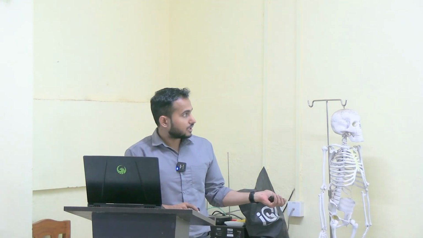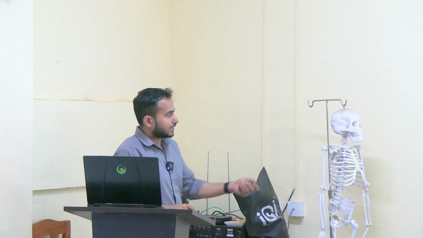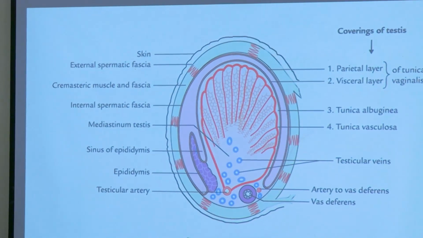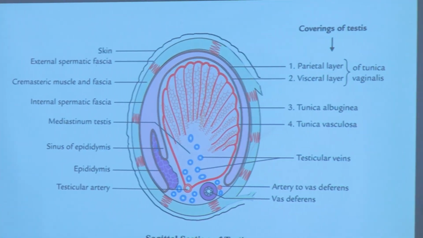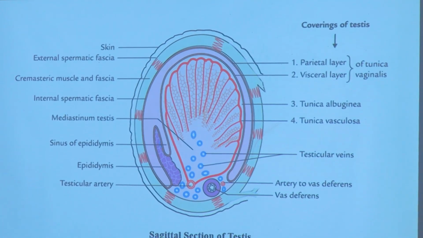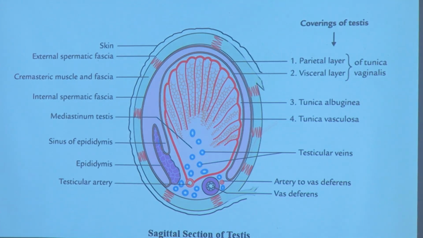If you remember, I have shown you this diagram that day. This is the sagittal section of the testis. This diagram is very important. Why is it important? First of all, you can see all the layers of the testis.